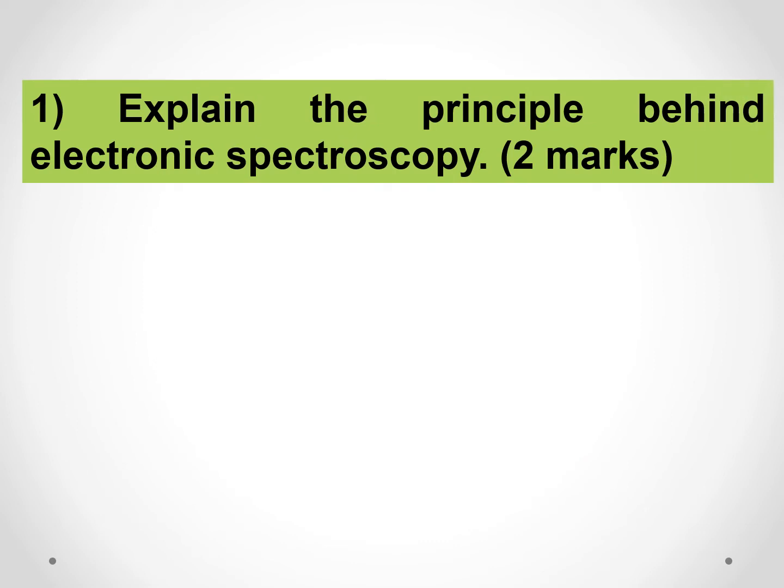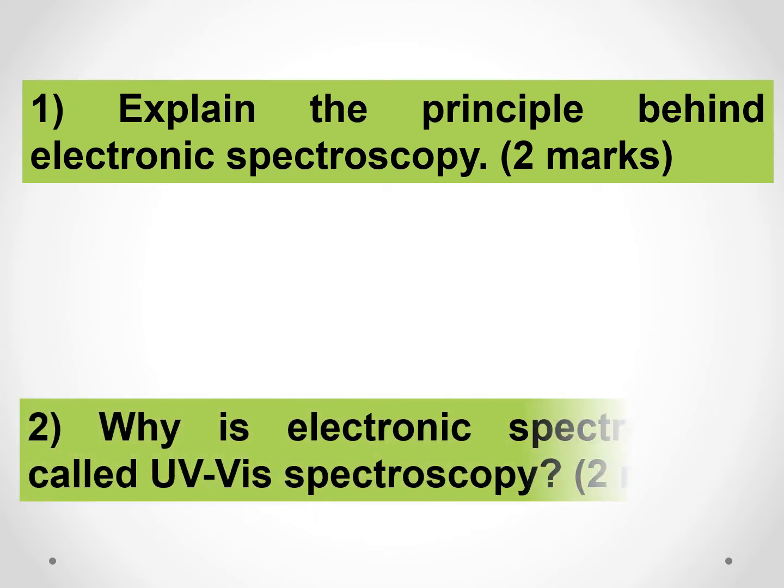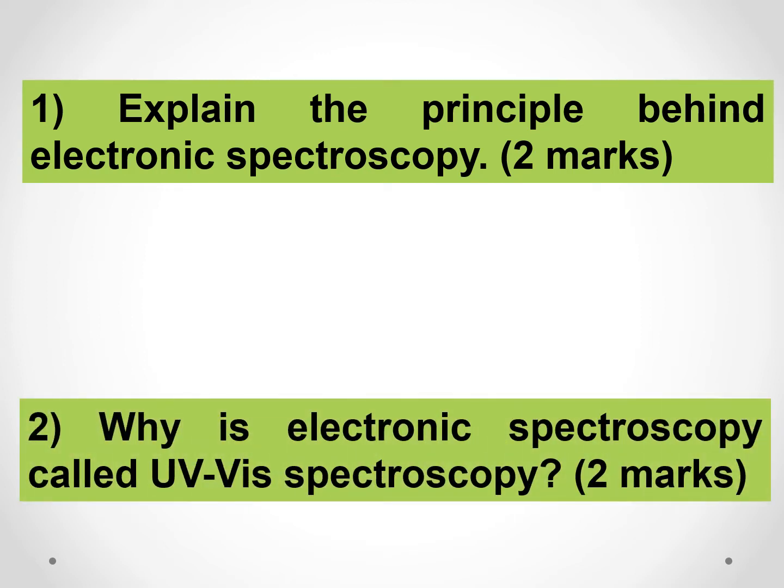So this is one important question. Explain the principle behind electronic spectroscopy. This is an important question, you can note it down. And another question: why is electronic spectroscopy called UV visible spectroscopy? So these are two important short answer type questions.